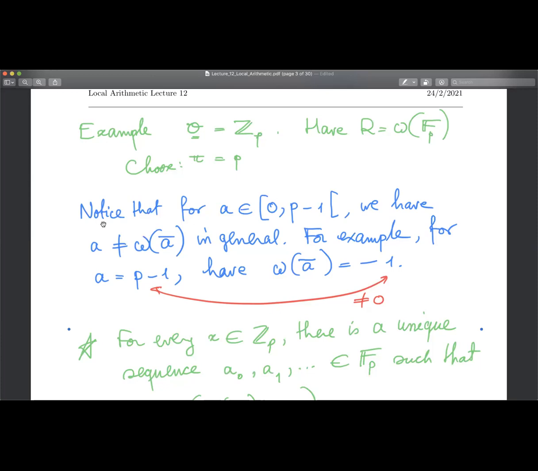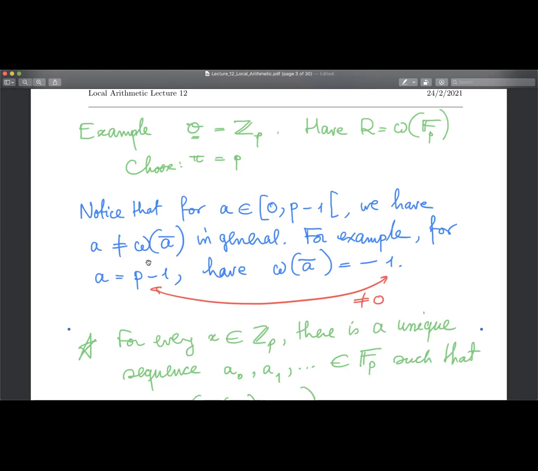Okay. So here in blue, I have this remark which says that if a is an integer from 0 to p minus 1, this p minus 1 should be included. Here, it should be a closed parenthesis. 0 to p open bracket is what was meant. So it's between 0 and p minus 1 inclusively.